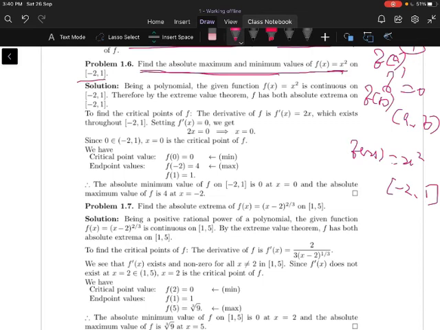Let us check. Now let us move to the solution. Anyway, being a polynomial, the given function f of x equal to x square is continuous on the closed interval minus 2 comma 1.